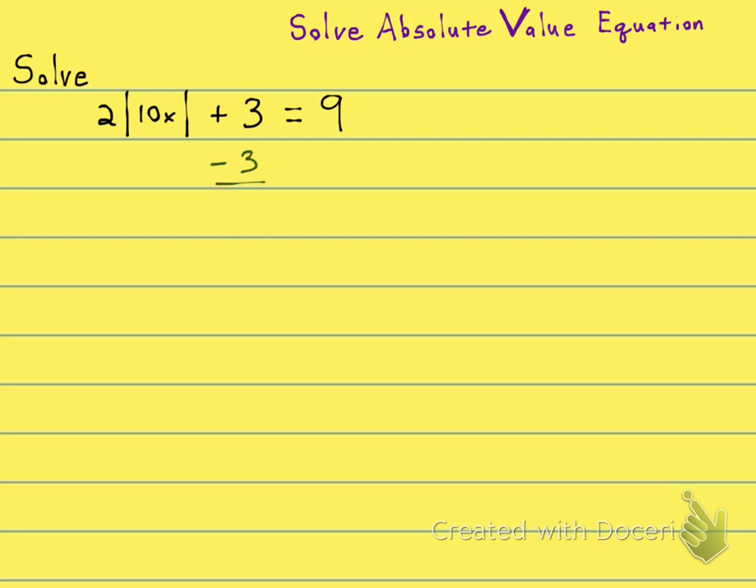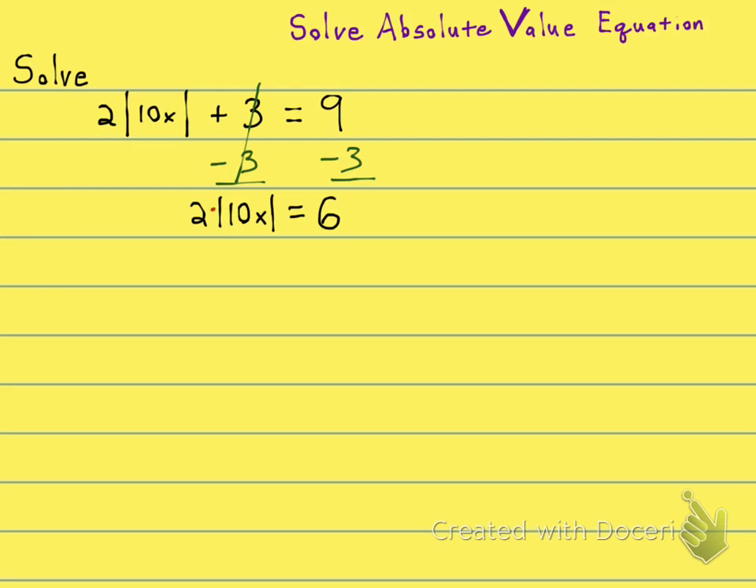I'm going to subtract 3 from both sides, and now 3 minus 3 is 0. I have no more 3 on the left. Drop down my equal sign. On the left, I'm going to drop down 2 absolute value of 10x, and on the right, I have 9 minus 3 is 6. One more step to get my absolute value bars by themselves.